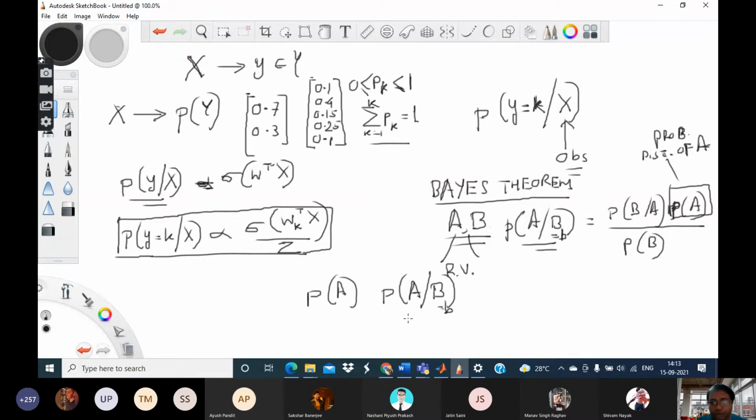So what is the name of this kind of probability distribution where there is a notion of given? Conditional probability. This is called conditional probability of A given B. That is, B is the condition and A is the target whose probability you are trying to measure. So this is a conditional distribution.